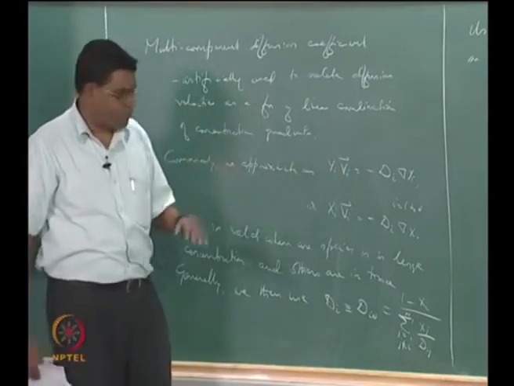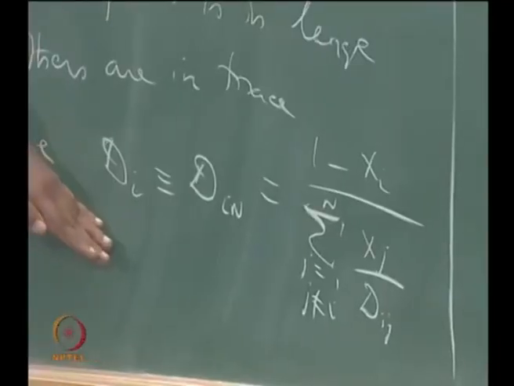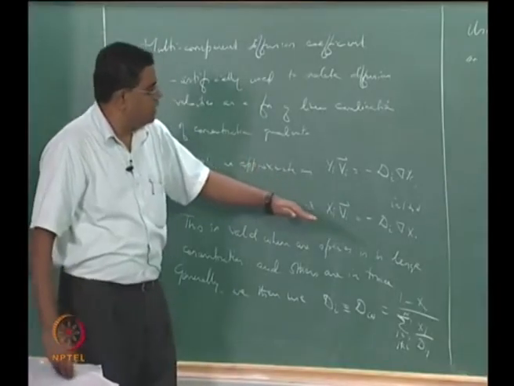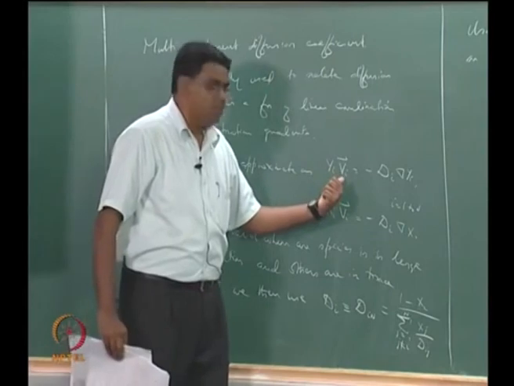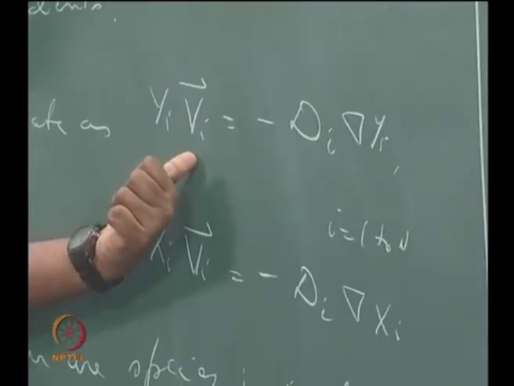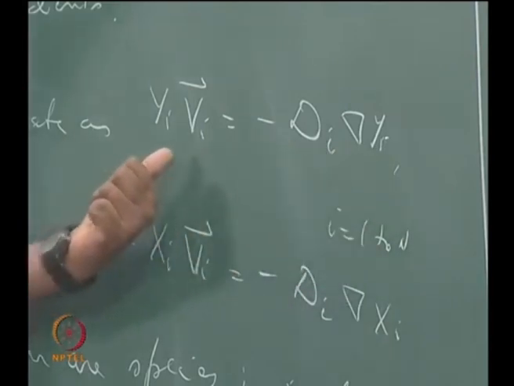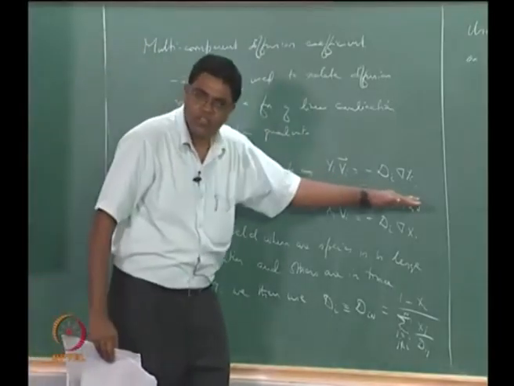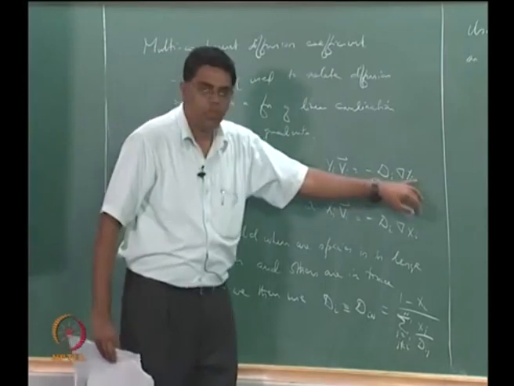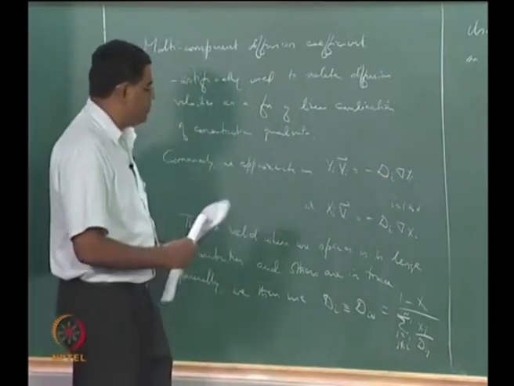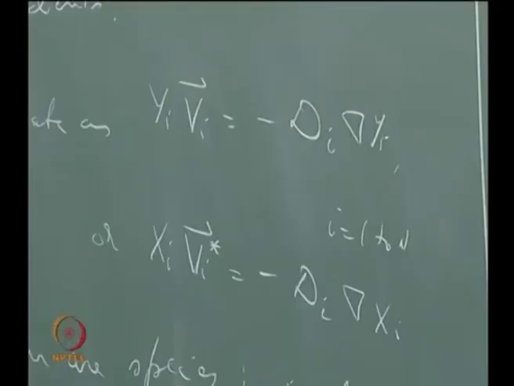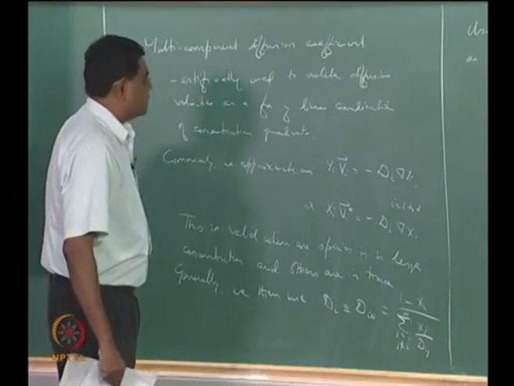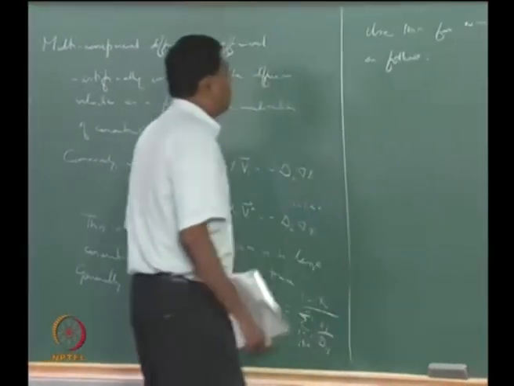Therefore, strictly speaking, if you are going to use this kind of multi-component diffusion coefficient, and correspondingly your relationship between the diffusion velocity for the species and its concentration gradient can be expressed simply like a Fick's law, that's what we are trying to do. We are trying to get this form for relating your Vi stars to gradient Xi. So if you have to do this, then don't do this for all the n species.